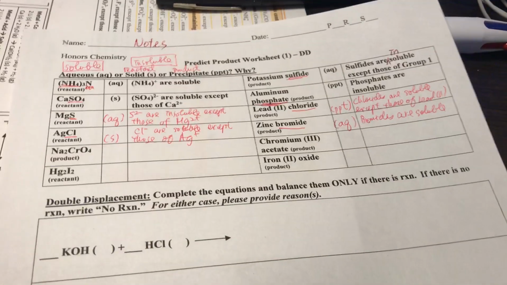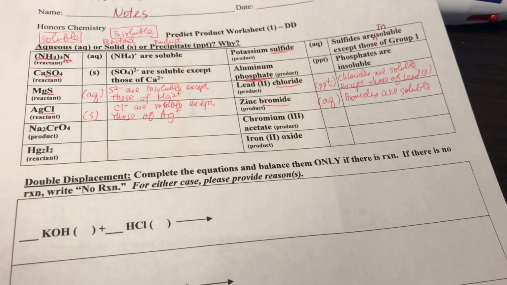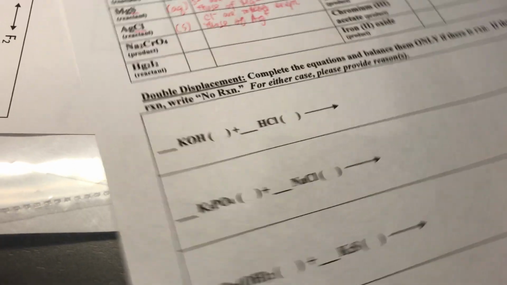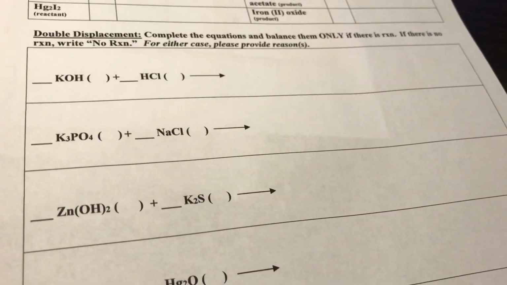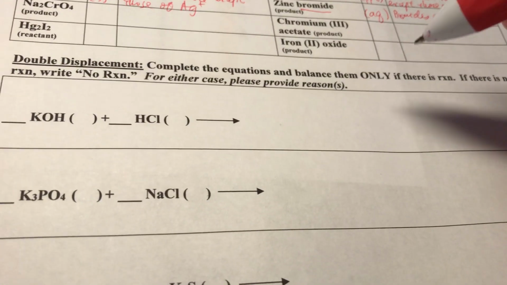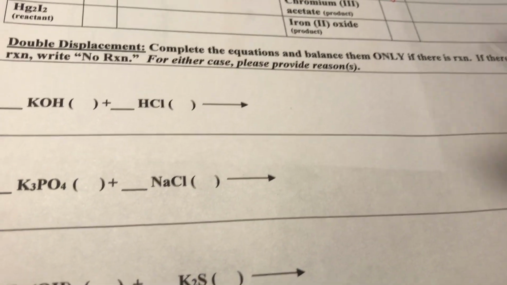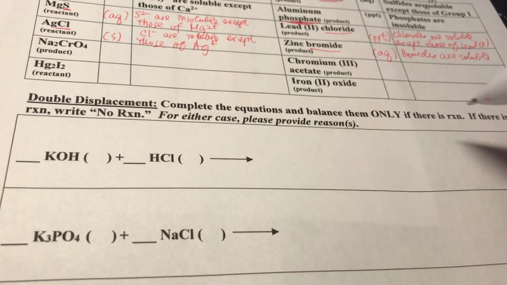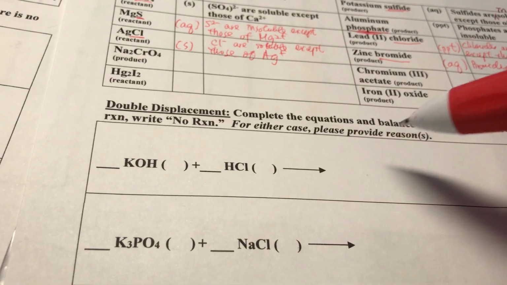Right, so now we continue to work on the predict product worksheet 1, double displacement. You have to have your 4-color pen to work on this. This part is the same as the back, but on the back you don't need to give me the reason. Here you need to give me the reason. You only need to balance the equation when there's a reaction. If the reaction does not take place, you don't even need to balance them, and you just write no reaction.